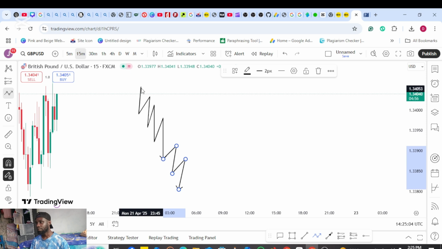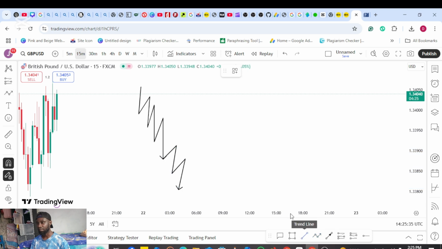Mostly it creates a lower low, then it pulls back, then it breaks the previous lower low, then it creates another lower low, then it pulls back as if it is going to break this resistance over here, then it comes back and breaks the previous lower low. That's how it formed.